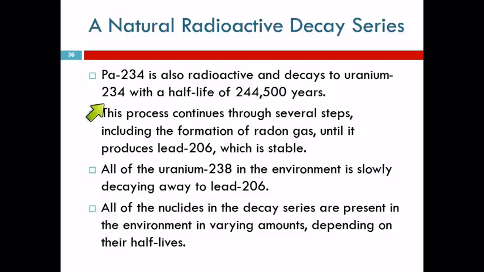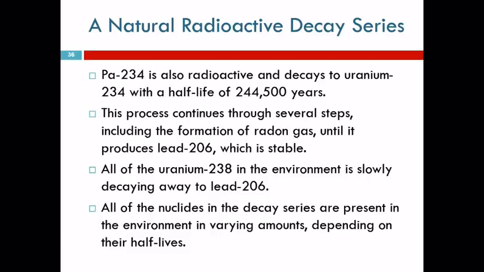And it goes through several more steps like this, just changing from one nuclide to another, and they're all radioactive. And it keeps going. It includes the formation of radon gas, and eventually gets to be lead-206, which is not radioactive. And there it stops. So all of the uranium-238 in the environment is slowly decaying to lead-206. And eventually it'll all be gone, but how many billions and billions of years is that going to take?